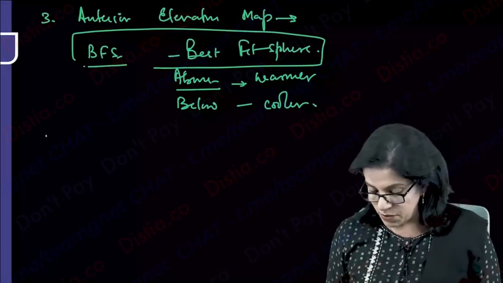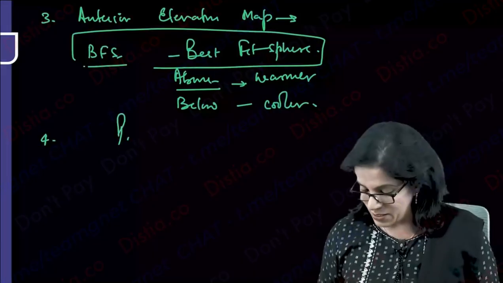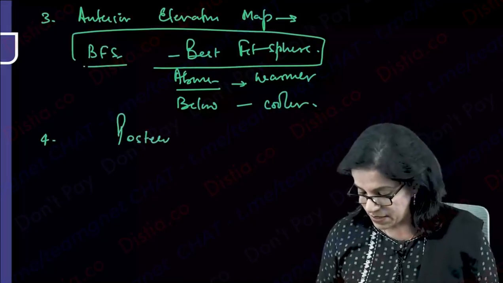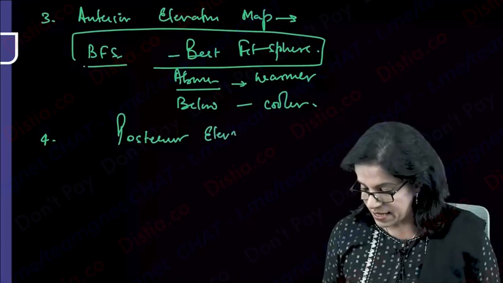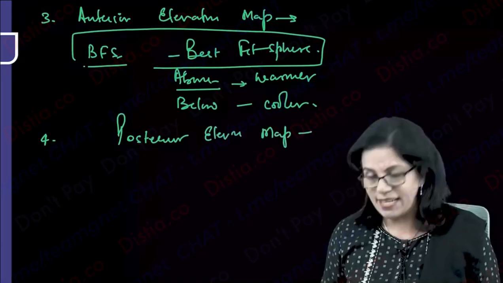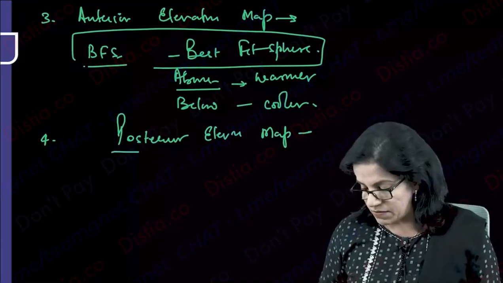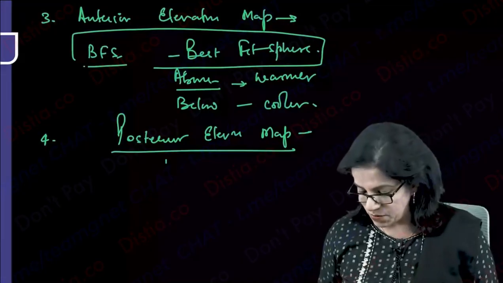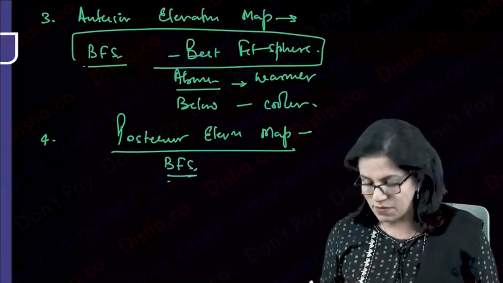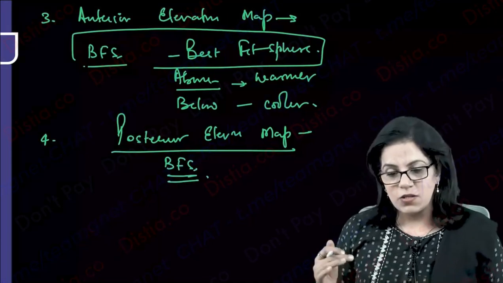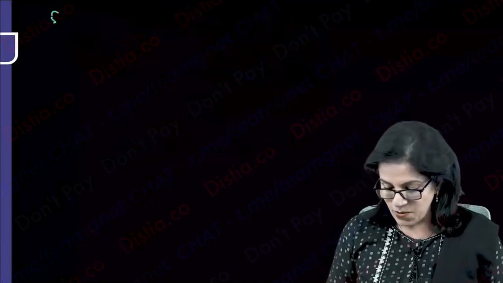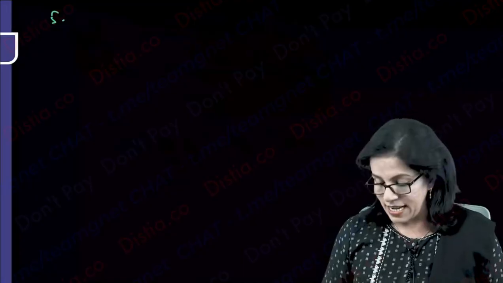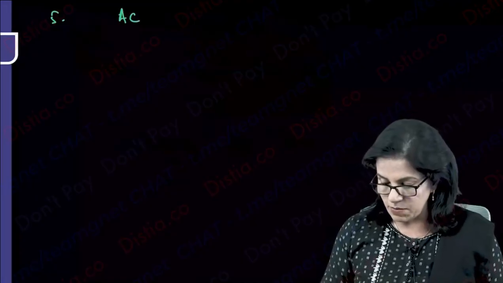And this can be done for the posterior surface also. That is your posterior elevation map. So in the posterior elevation map, again we are seeing the same thing, that is above the best fit sphere and below the best fit sphere. So the baseline is our best fit sphere. And what else? Pentacam, so what is the next, fifth finding? It also tells you the anterior chamber depth.